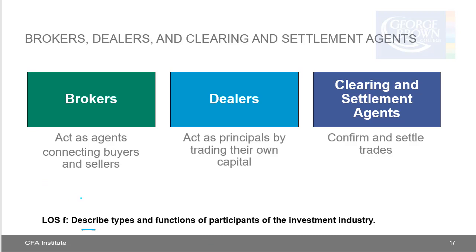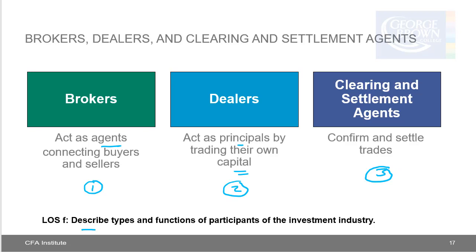I'm going to try to move through this summary fairly quickly. In terms of some of the participants, number 1, there are brokers that act as agents. That's the key word there, connecting buyers and sellers. Number 2, there's dealers. The difference between brokers and dealers is that dealers act as principals by trading their own capital. Number 3, another type of participant in the investment industry is clearing and settlement agents, and they confirm and settle trades.